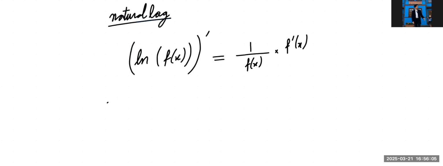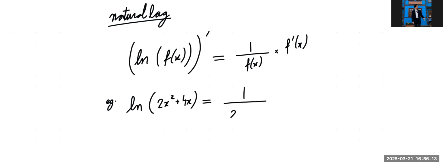So for example, if you have natural log of 2x squared plus 4x, you would end up with 1 over 2x squared plus 4x, that's the outside done, times the derivative of the inside, which would just be 4x plus 4. And that's it. That's how you derive natural logs.